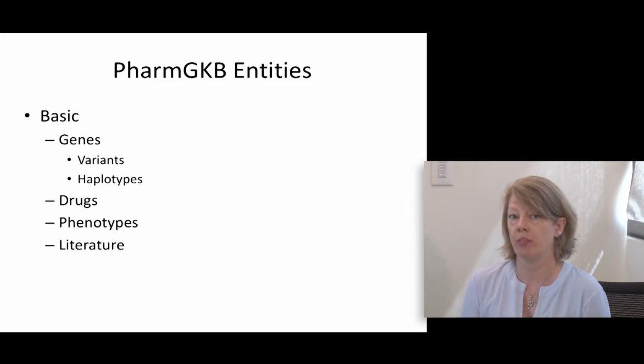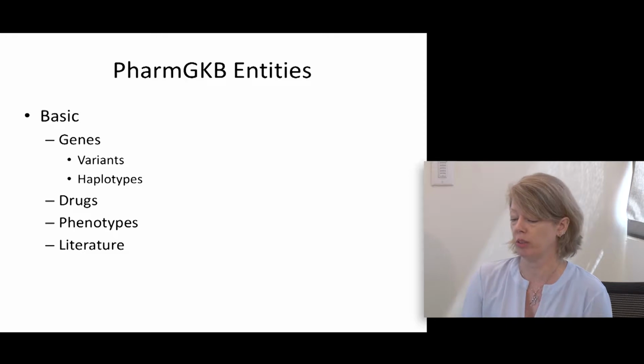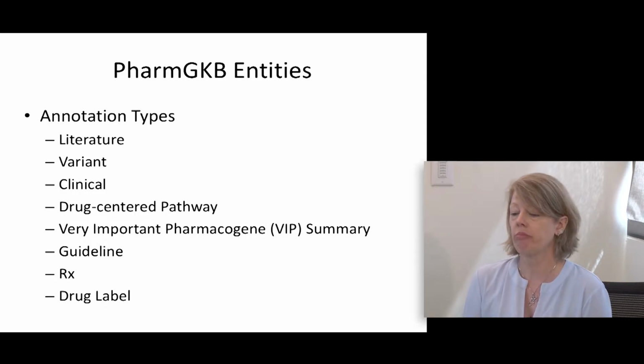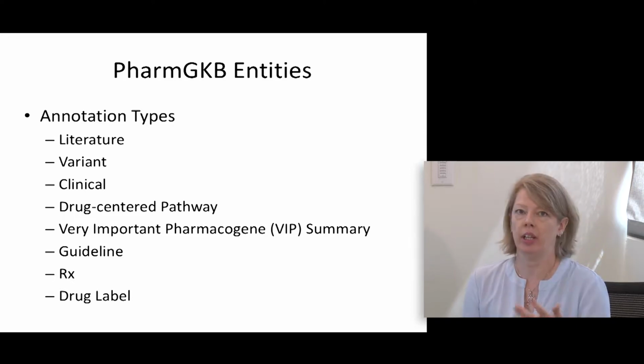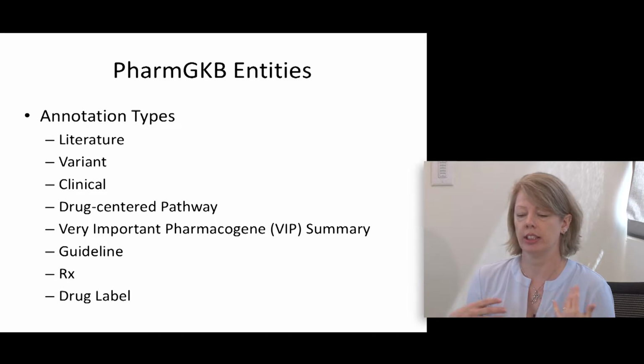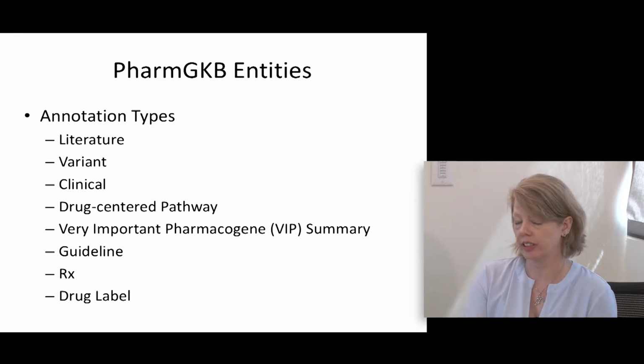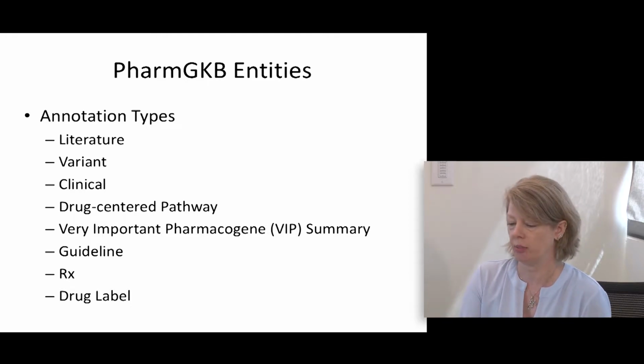Each one of these types of information has their own pages in PharmGKB, which I will be showing you. The other entities in PharmGKB are the annotations that the scientists create based off of the literature that they curate. So there are literature annotations, variant annotations, the pathways, etc. So I'm going to be discussing each of these types of entities in PharmGKB as well.